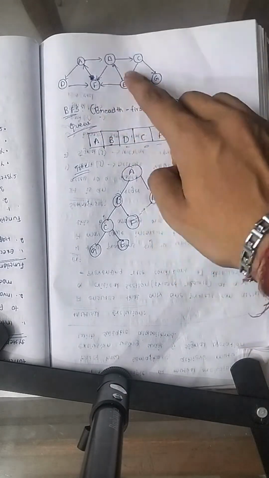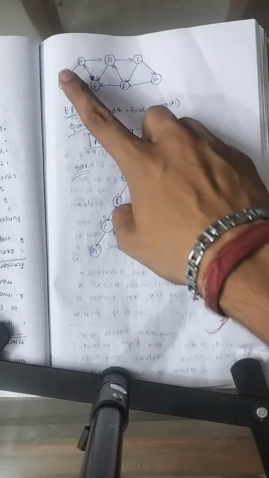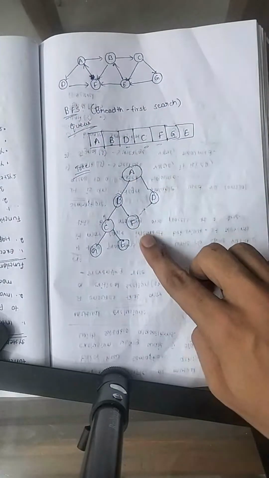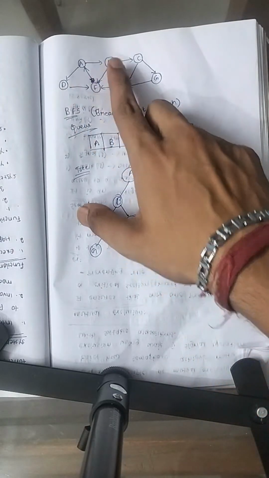So B and D, right? A is connected to B and D. These are outgoing nodes, right? So I have written B, D. Let me write this first and after that I will write the next. A is connected to B and D because these are outgoing.